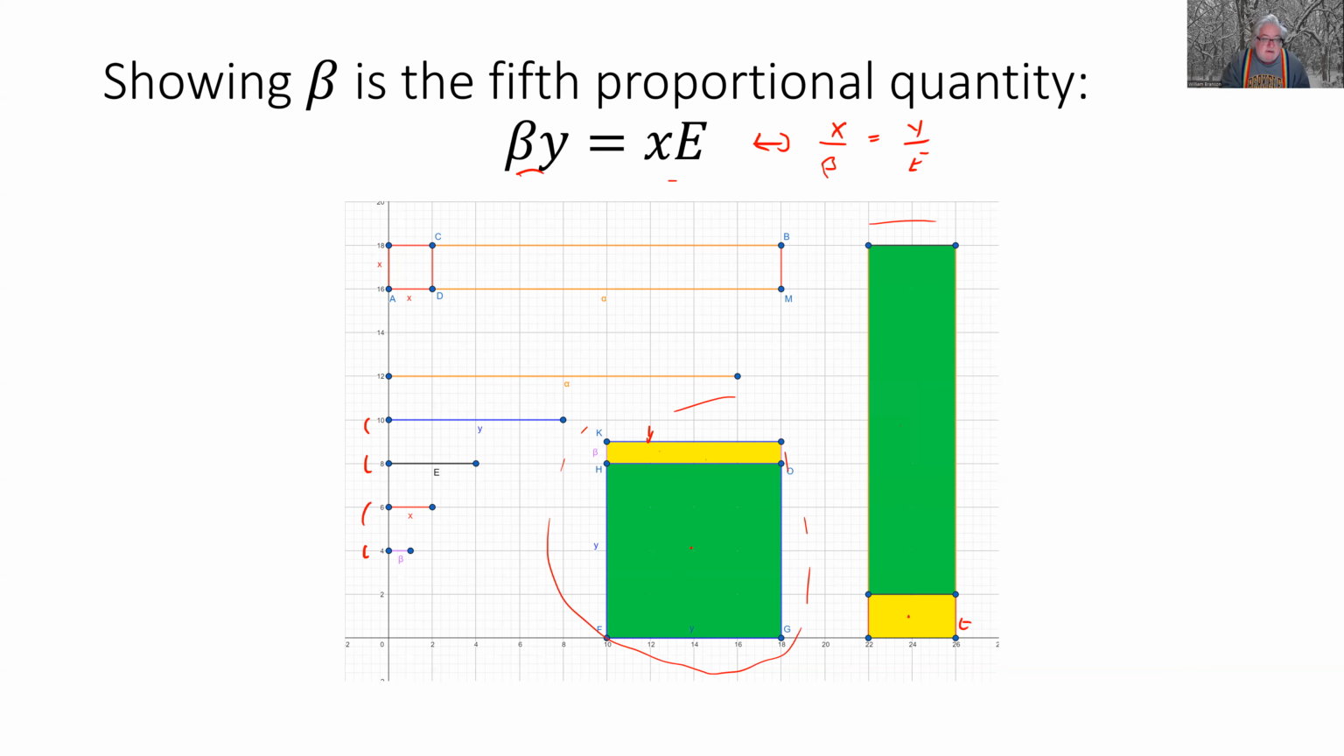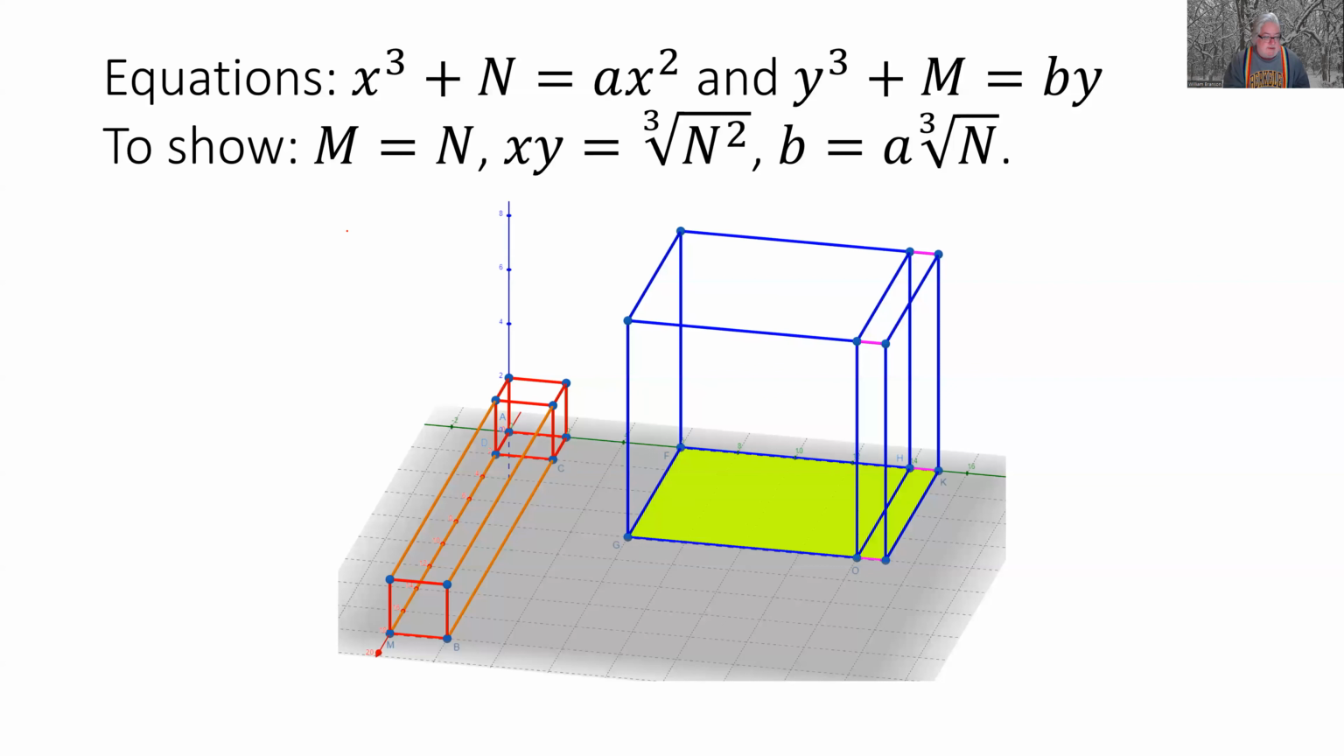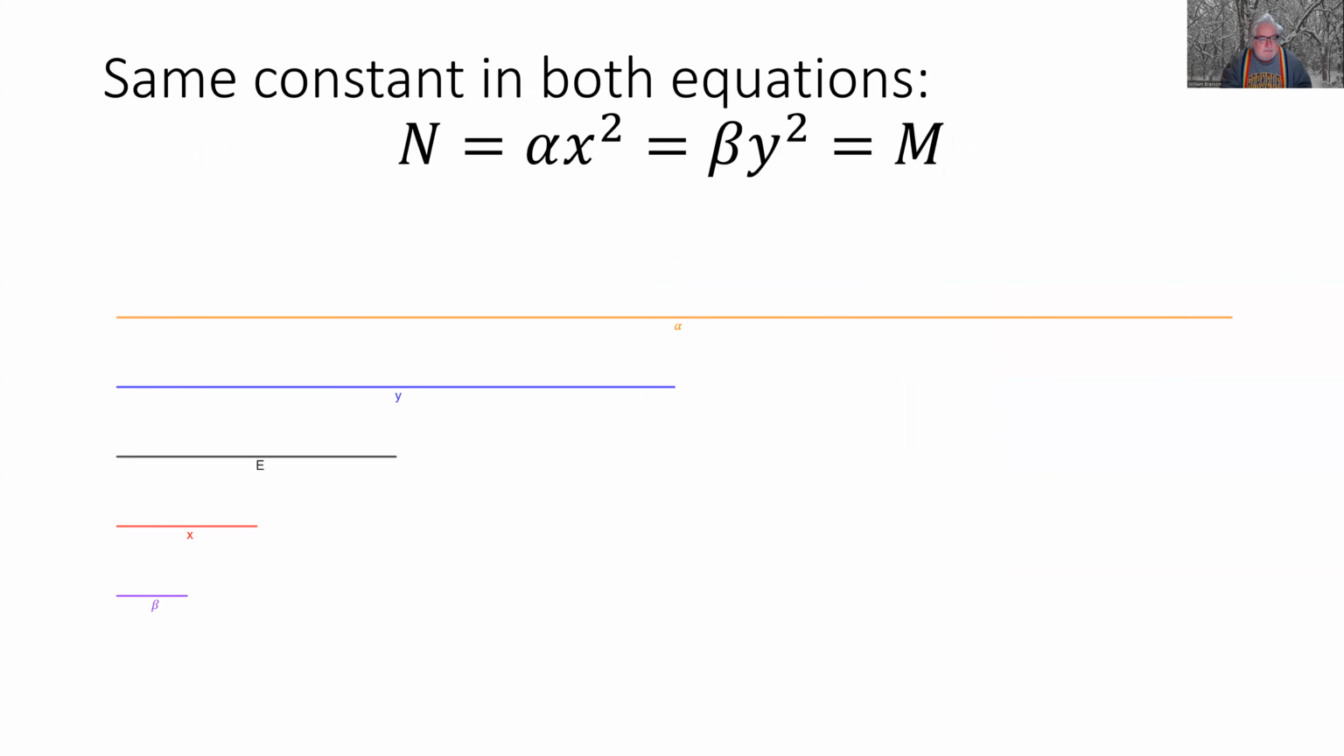So why is that important? Well, we want to be able to show that this is equal to this. But let's keep in mind that M is beta Y squared. That's this volume. And N is alpha X squared. That's this volume. And then we can get to the other ones once we're through with that. So N is alpha X squared, M is beta Y squared. These are both products of proportions. So what does that mean?